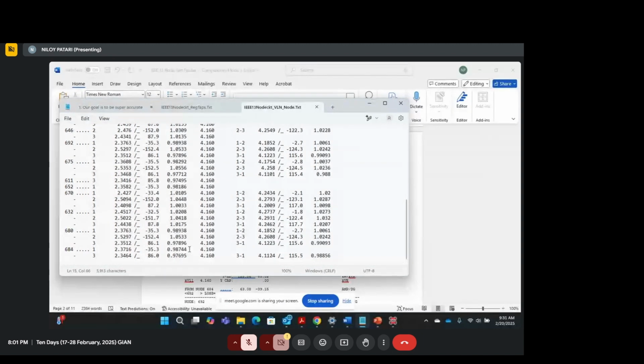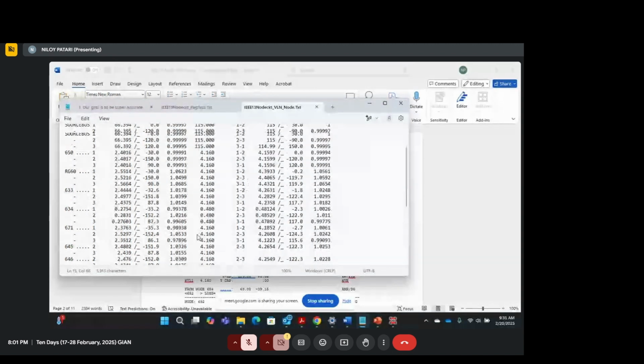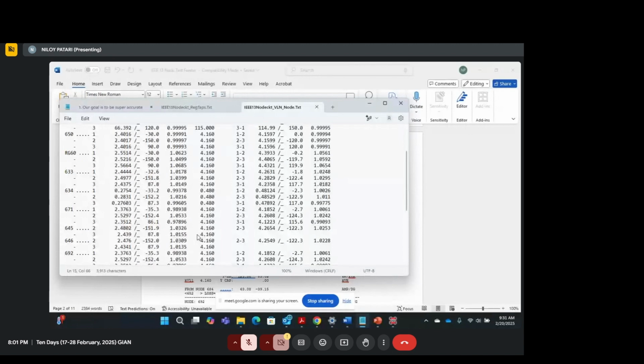So this model looks correct as for now because the voltages are pretty much close, right? So this is the kind of validation that you should do.